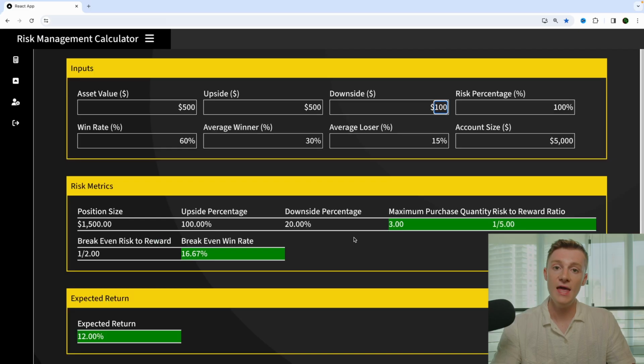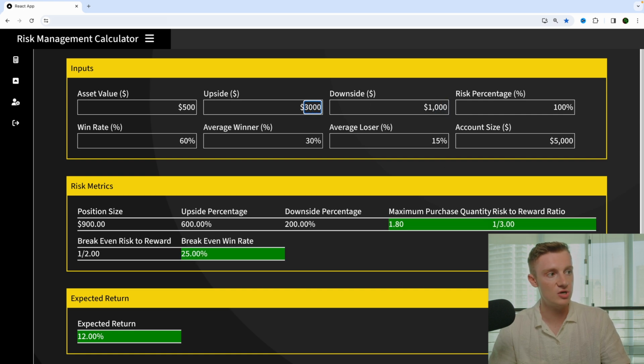Now, what I want you to pay attention to, and in the next video I'm really going to get into a lot more detail, but obviously we can see just trading a 1 to 3, where in this example, and it doesn't matter, it could be a 1 to 3 where our risk is 100 to make 300, or where our risk is 1,000 to make 3,000, we are still trading a 1 to 3 and our break-even win rate is still 25%.